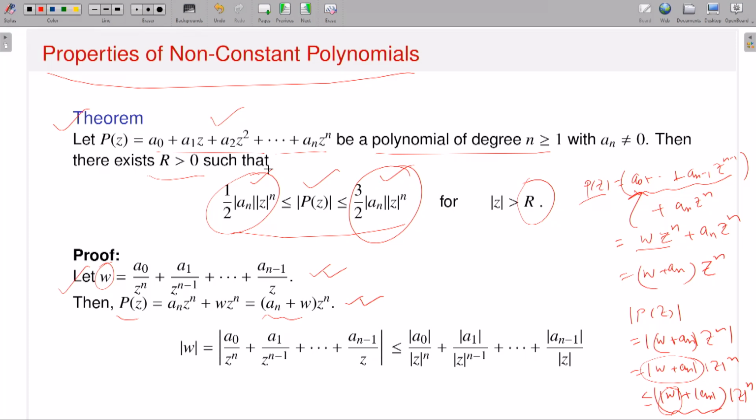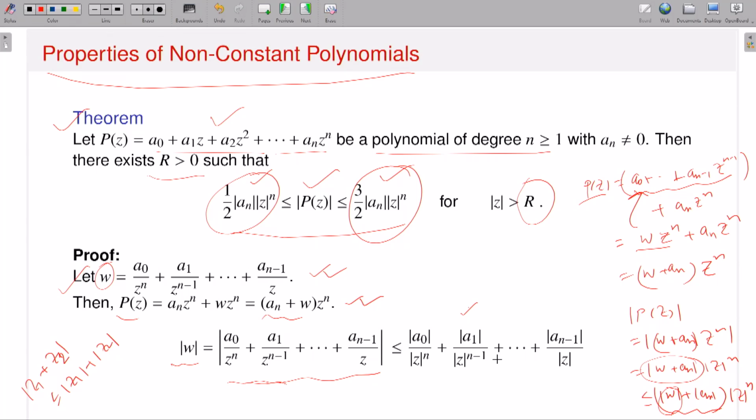Okay, so for that, since you will have the expression of w, if I take the absolute value, it is dominated by the triangle inequality: |a_0|/|z|^n plus |a_1|/|z|^(n-1) up to |a_(n-1)|/|z|. This is just by the triangle inequality. That means I am using this fact, that the modulus of z1 plus z2 is dominated by |z1| plus |z2|. So from this to this, it's okay.